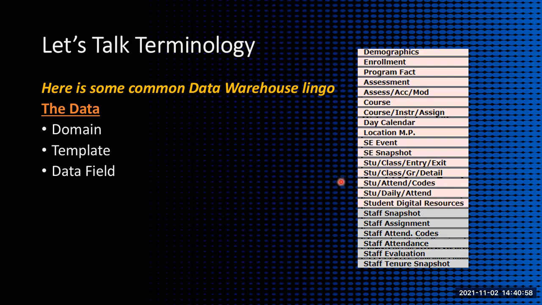There is a distinction between student domains, those with a pink background, and staff domains, those with a gray background. Each domain contains various pieces of data related to students or staff, or sometimes both.